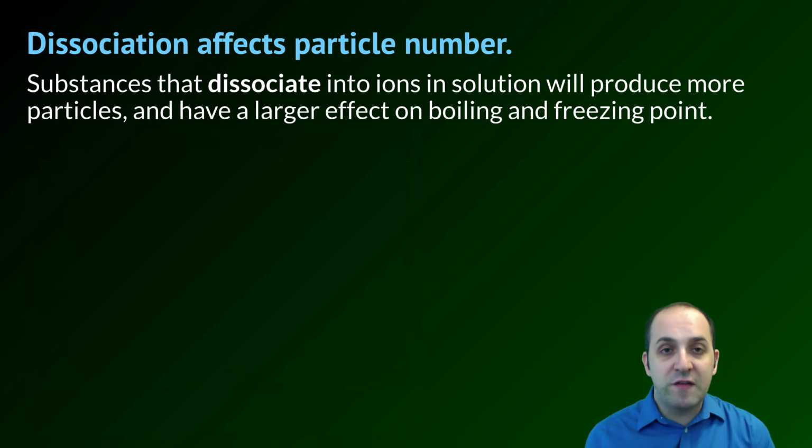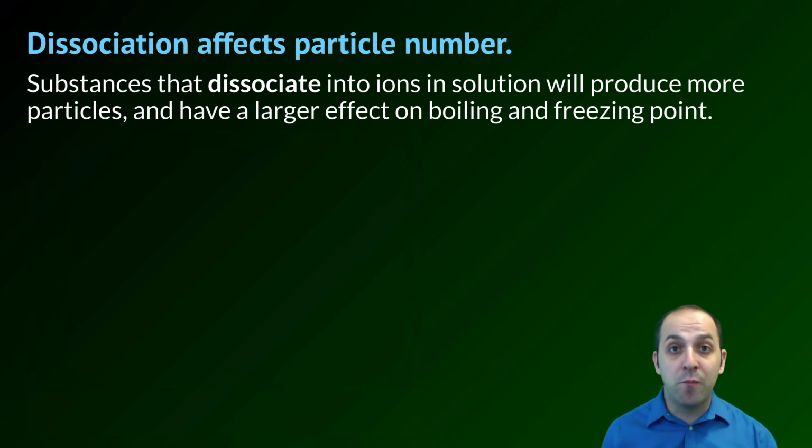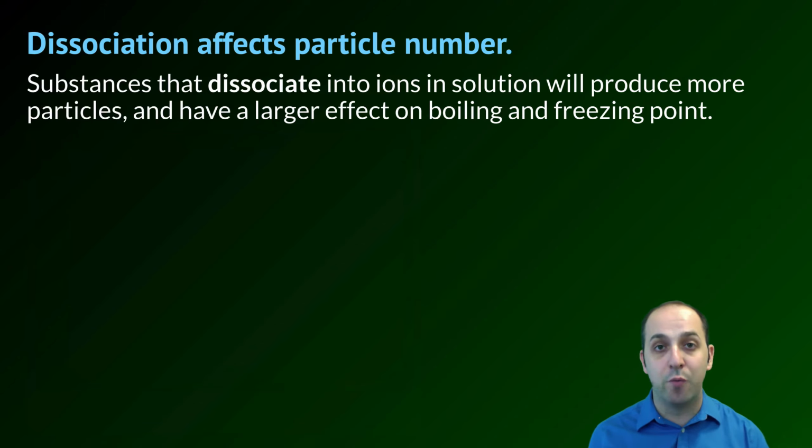What's really important to understand is that different substances will form different numbers of particles when they dissolve. This is because many substances will break apart into ions when they dissolve in solution, which is what we call dissociation. Substances that dissociate into ions in solution are going to produce more particles, and so as a result, they're going to have a larger effect on the boiling and freezing point of a solution. Let's take a look at some examples to see what we mean.